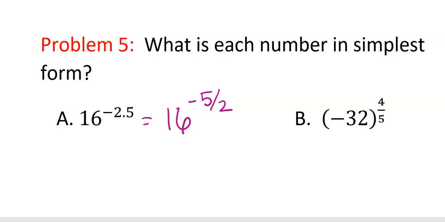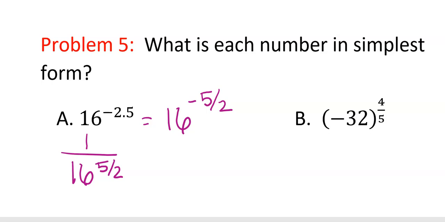It's negative though, so I want to make it positive. So what do we do? Yep, put it on the bottom. So now we're looking at 1 over 16 to the 5 over 2. Okay. Do we have to move it now because we don't have a radical? Okay. So we have a 16 to the 5 over 2.